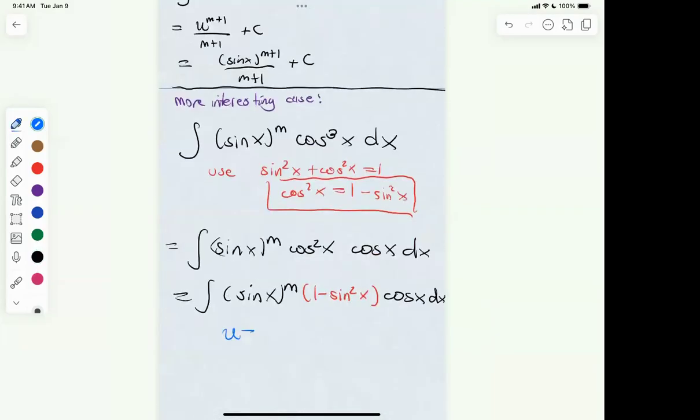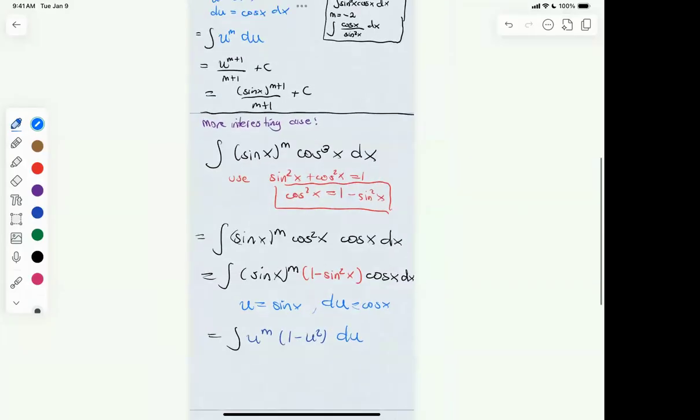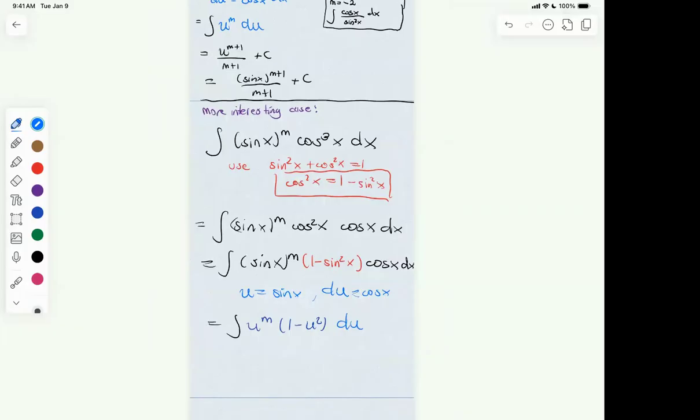And so if you make u equals sine of x, actually the same u sub as before, then what do you get here? You get the integral of u to the m times 1 minus u squared du. Okay, is that making sense? So far, so good. Questions up to this point?